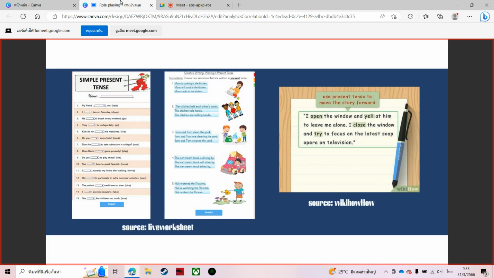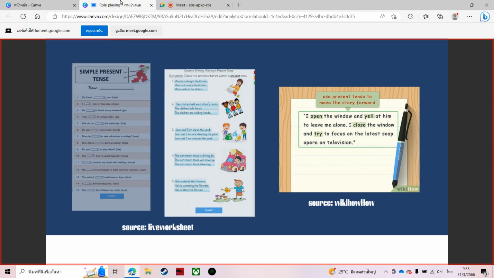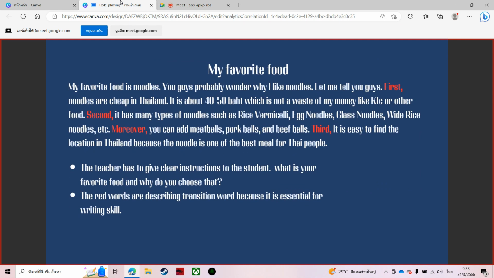Okay, let's move to that. This is an example of the exercise, the simple tense. Let's just let them practice. And this is writing. The topic is about favorite food, and the teacher has to give clear instructions to the students. What is your favorite food, and why do you choose that? The topic is favorite food, right? And why do you choose that? So students need to give information about why they choose that food.